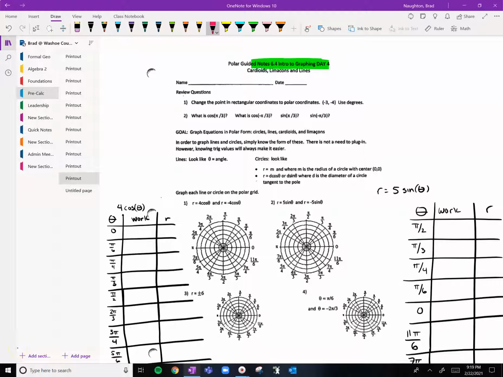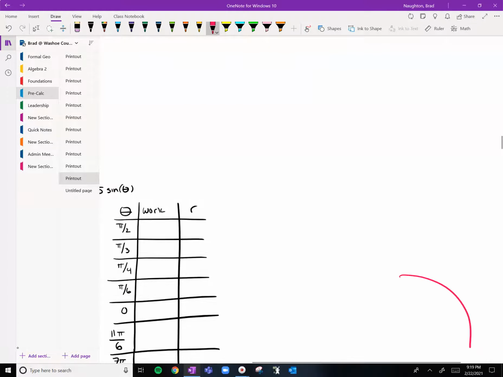We're going to start 6.4. This is 6.4 regular. Switching it up on you. If you look down here, I'm going to move this over so you can see.